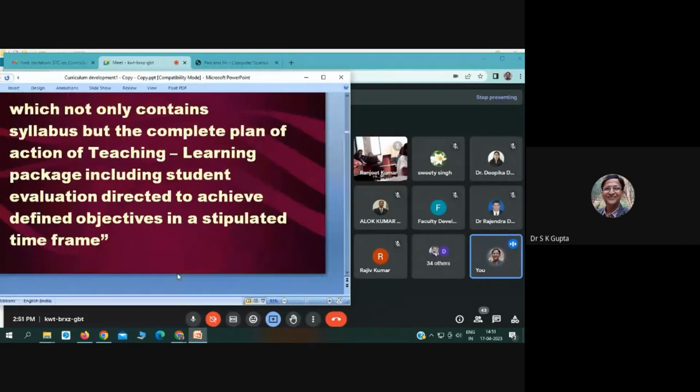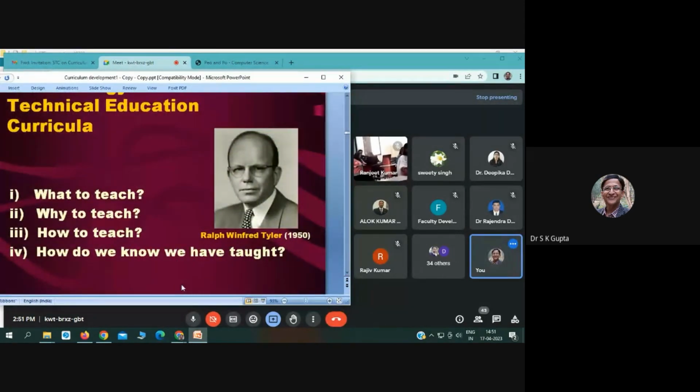So in layman language, very simple: what to teach, that is your syllabus. What to teach means your concept, principle, and procedures. That is your syllabus part. What to teach, why to teach, how to teach, and how do we know we have taught?